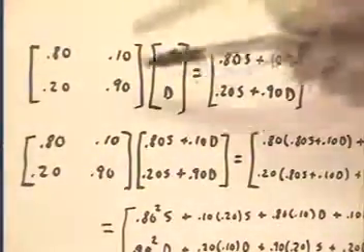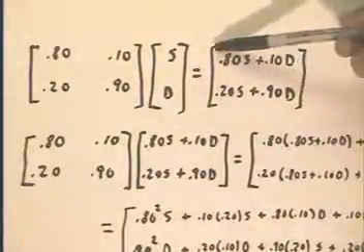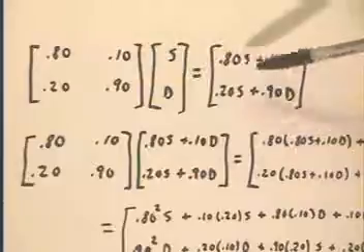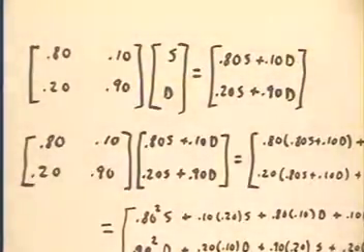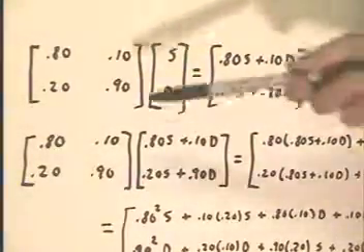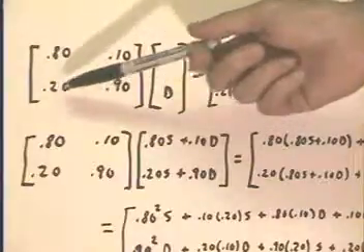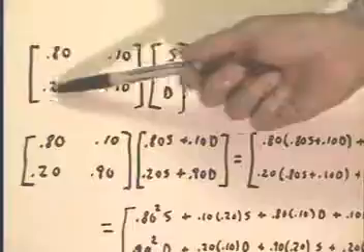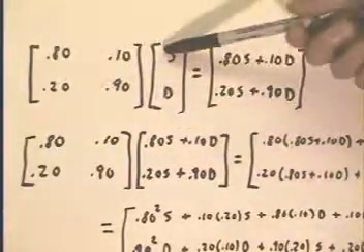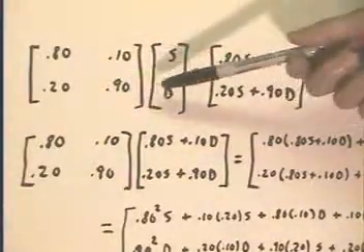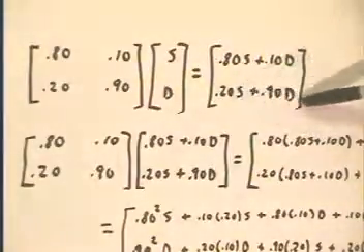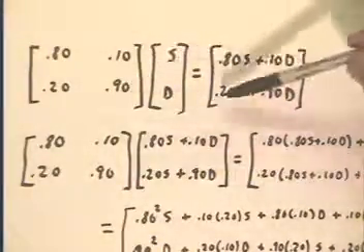If we multiply the first row by the column, we get just what we got before. First times first, second times second gives us 0.80s plus 0.10d. Then we go to the second row. Multiply the first number in the row by the first number in the column, second number in the row by the second number in the column. We get 0.20s plus 0.90d.